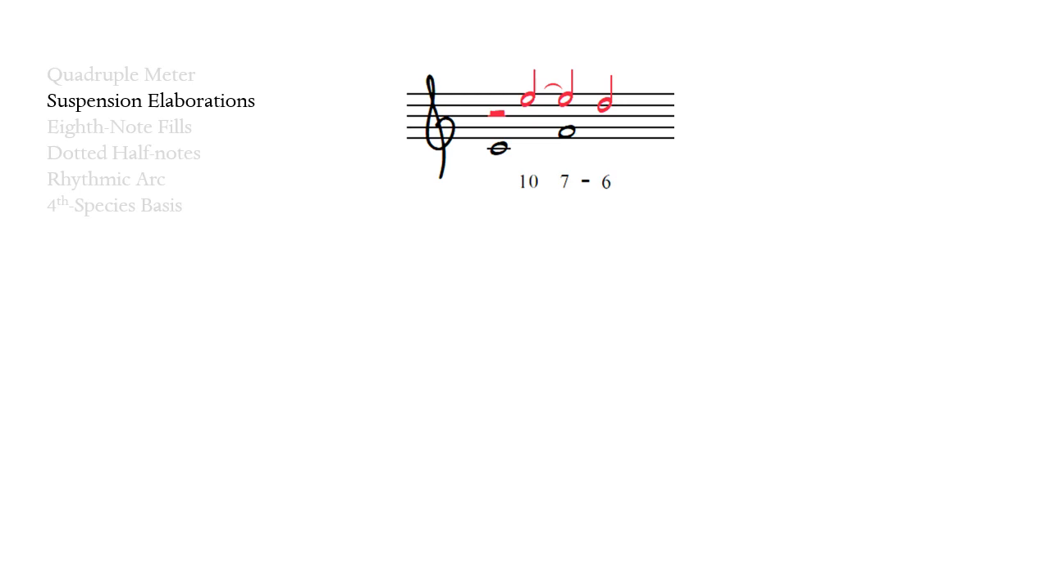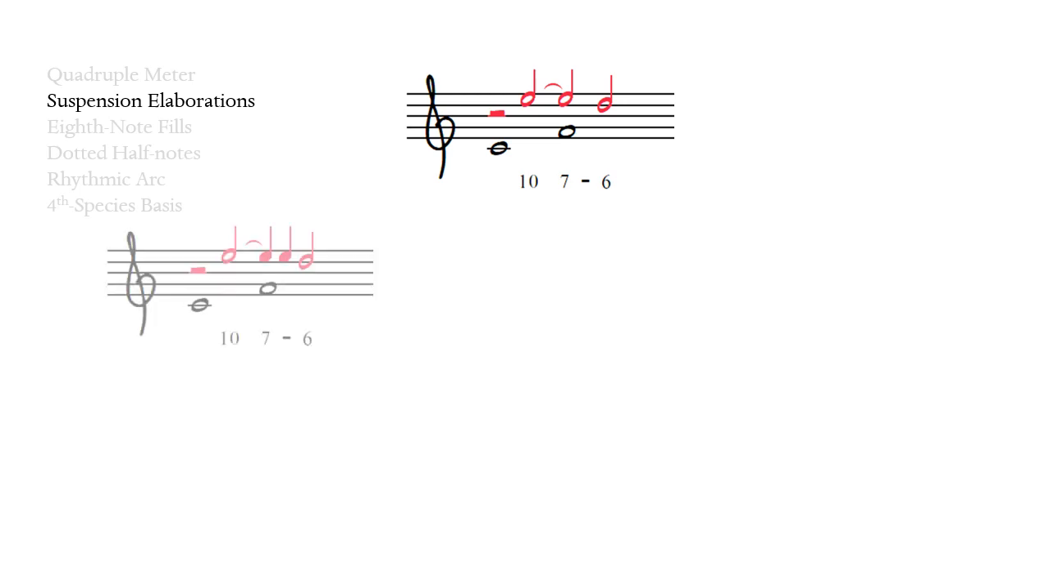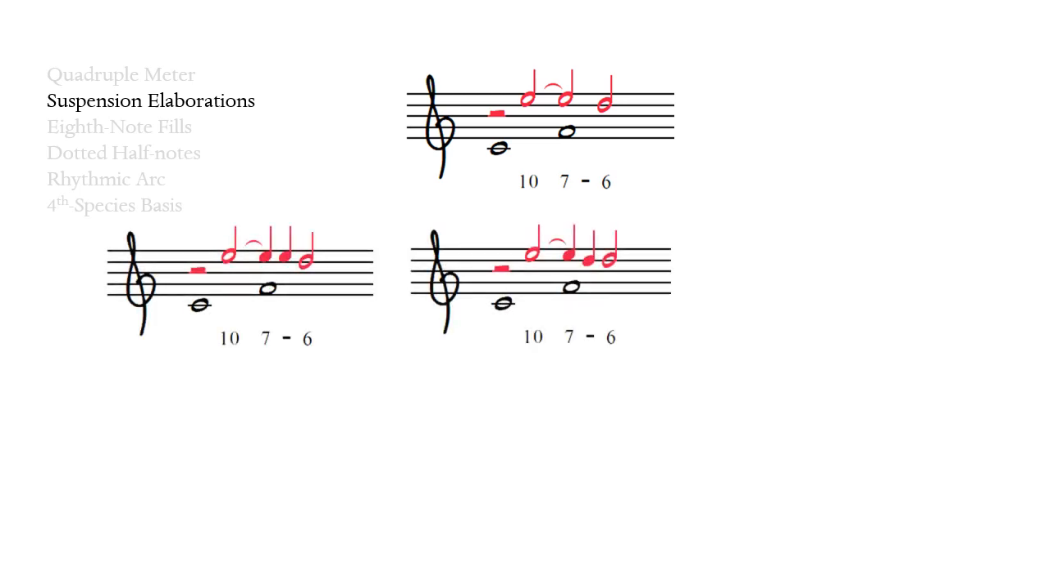All of the suspension elaborations that I'm going to show you occur on beat 2 of the second measure, in between the dissonance and the resolution. None of the elaborations should be mistaken for resolutions of the dissonance. The first 2 examples involve tone repetitions. We may re-articulate the dissonant tone on beat 2, or we may anticipate the tone of resolution.